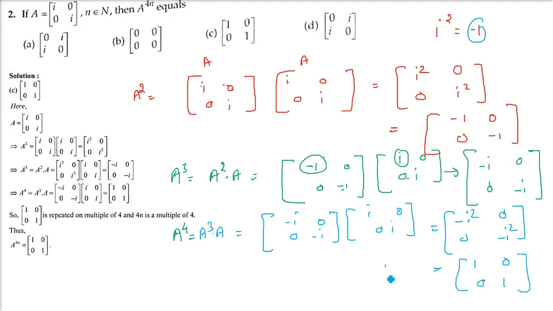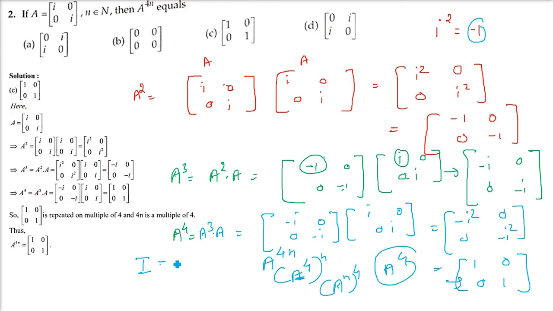Now this is A raised 4n. So it can be written as A raised 4 to the power n. But what is A raised 4? It is an identity matrix. So when you take the identity matrix and multiply it any number of times, it will give you results same as the identity matrix. I square, I4, I10, I50, doesn't matter. You will always get an I. So this is your identity matrix, I. The answer is C.